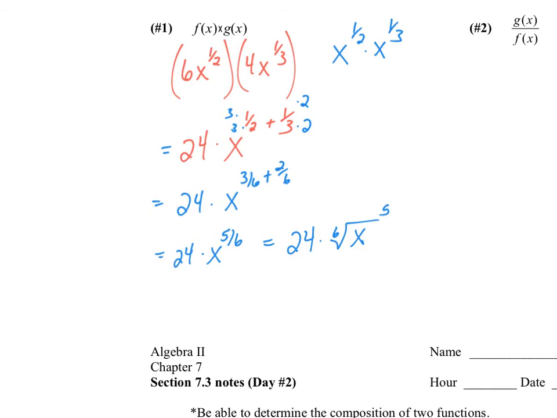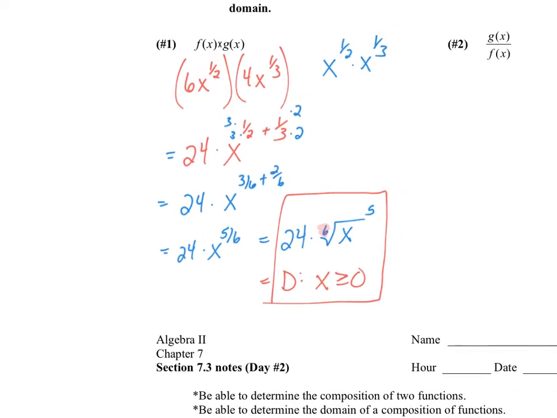Now if you look, is this an even or an odd radical? That would be an even radical because it is the 6th root. So for the domain, the inside cannot be negative because it's an even radical. So x can't be negative, so x has to be greater than or equal to 0. That would be our answer. The operation gives us 24 times the 6th root of x to the 5th power, and the domain is x greater than or equal to 0 because it cannot be negative.